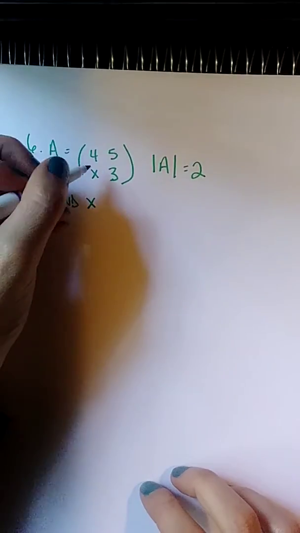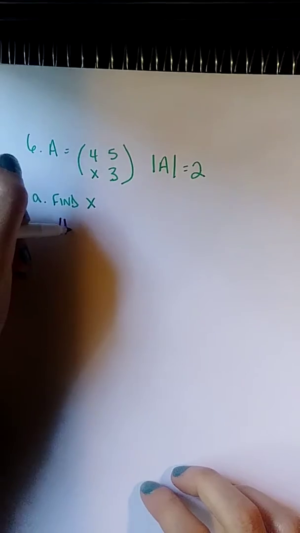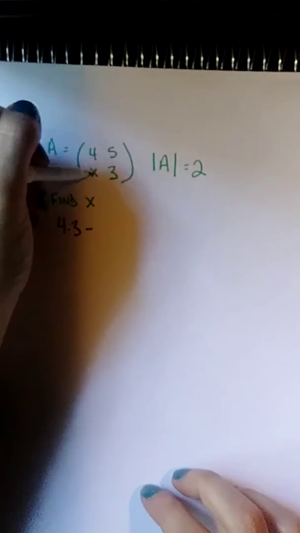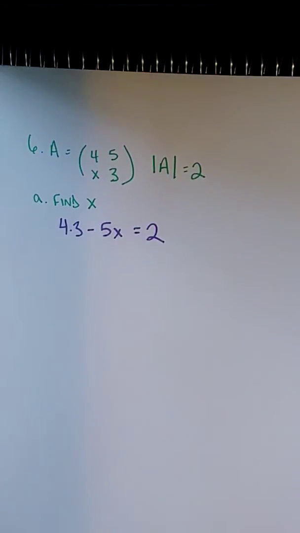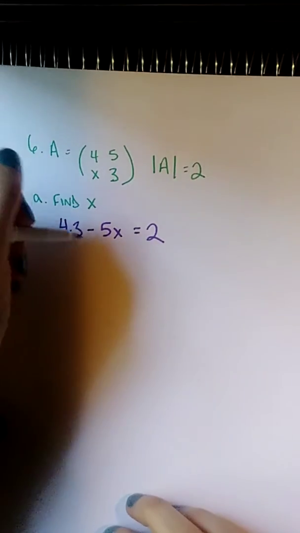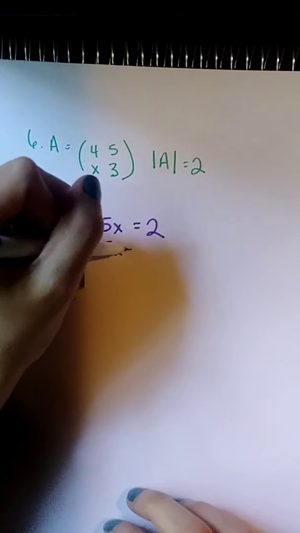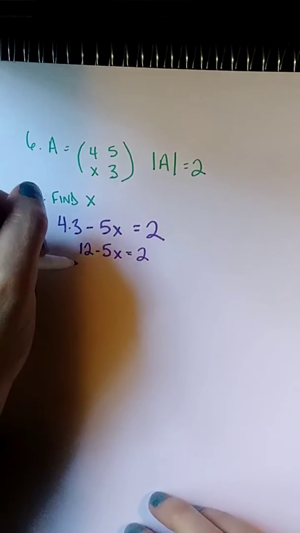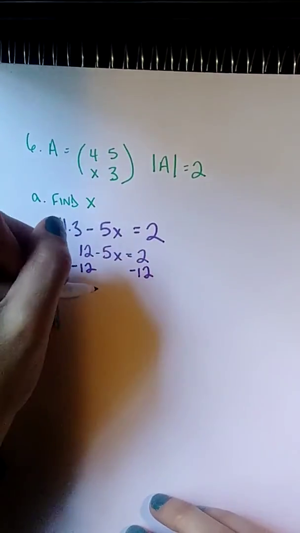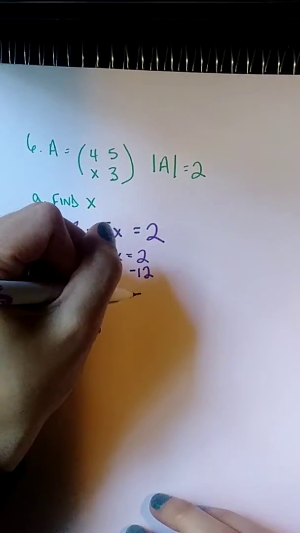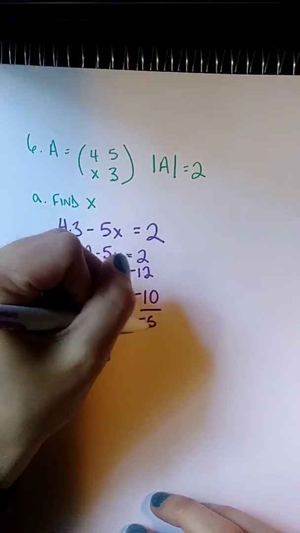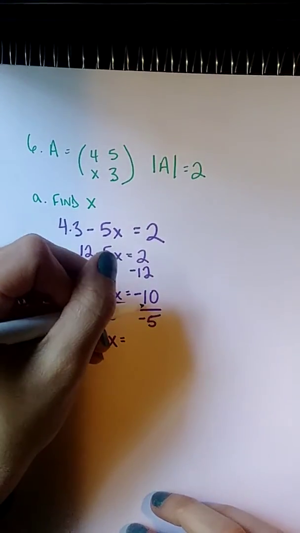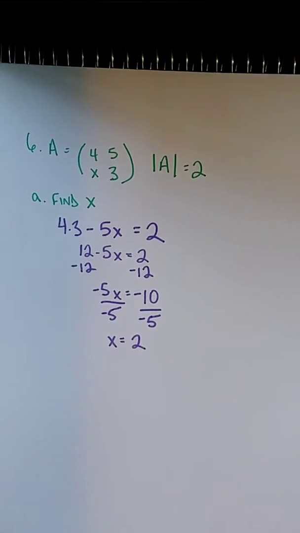Our determinant was 4 times 3 minus whatever x was times 5. And that determinant was the number 2. So we're going to solve it like an equation. So let's simplify this. 4 times 3 is 12, minus 5x should be the number 2. So if we subtract 12 from both sides, we end up with negative 5x equals negative 10. And we can divide both sides by negative 5 to find out what x is. So x is going to be positive 2. So now we know our missing variable is the number 2.